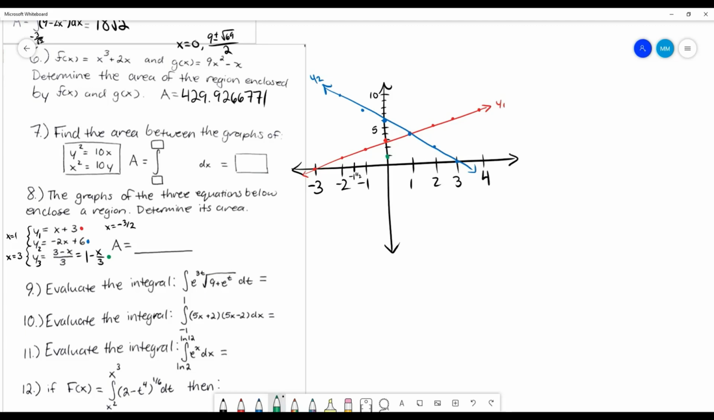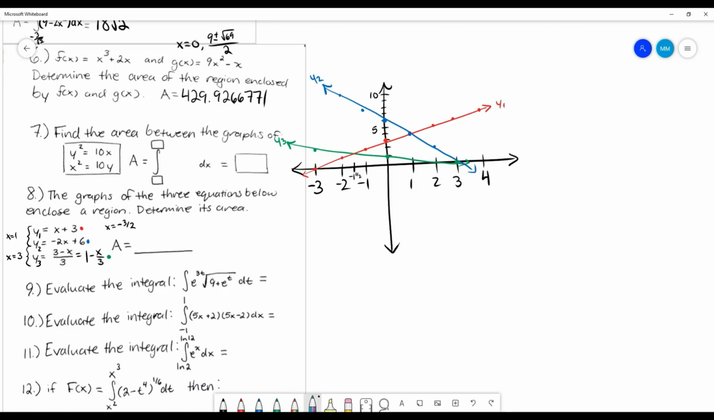Okay. And then our third function has a slope of negative 1/3. So for every 3 over it goes 1 down. So 3 over, and they intersect there. Okay. Then it looks something like that. Just like that.